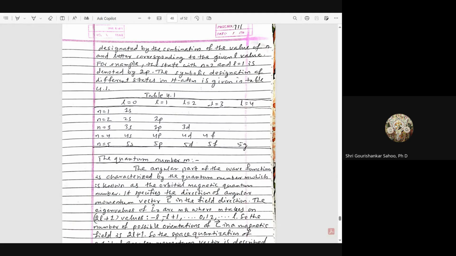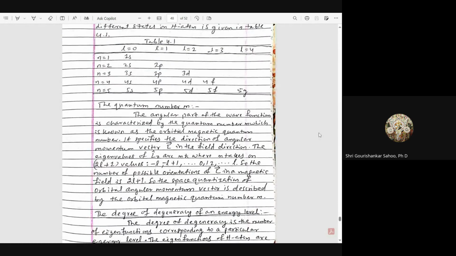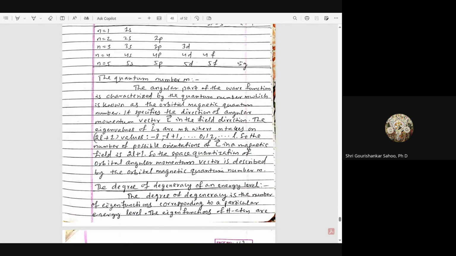Then another quantum number is m, which is the magnetic quantum number, and the angular part of the wave function is characterized by the quantum number m, which is the orbital magnetic quantum number, as we sometimes call it. It specifies the direction of the angular momentum vector L in the field direction, and the eigenvalues of Lz are m h cross, where m takes on 2L plus 1 values, that is minus L, minus L plus 1, and so on, 0, 1, 2, and so on, up to L. So the number of possible orientations of the L vector in a magnetic field is 2L plus 1. So the space quantization of the orbital angular momentum vector is described by the orbital magnetic quantum number small m.